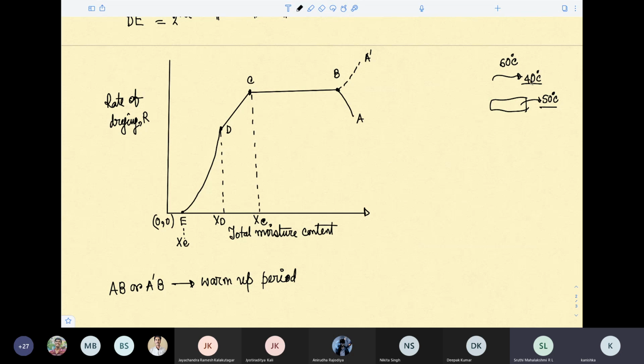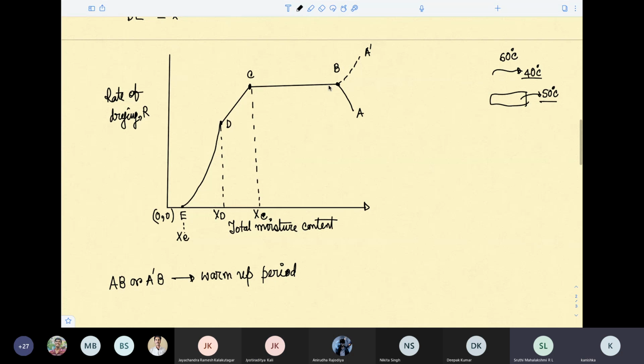Now if this is 40 degrees C, it will try to equilibrate itself with this air of 40 degrees C. Since this is the lower temperature, the rate of evaporation will go down for the initial few minutes. That will follow from A prime to B. Is it clear to you? Yes, sir. Okay.